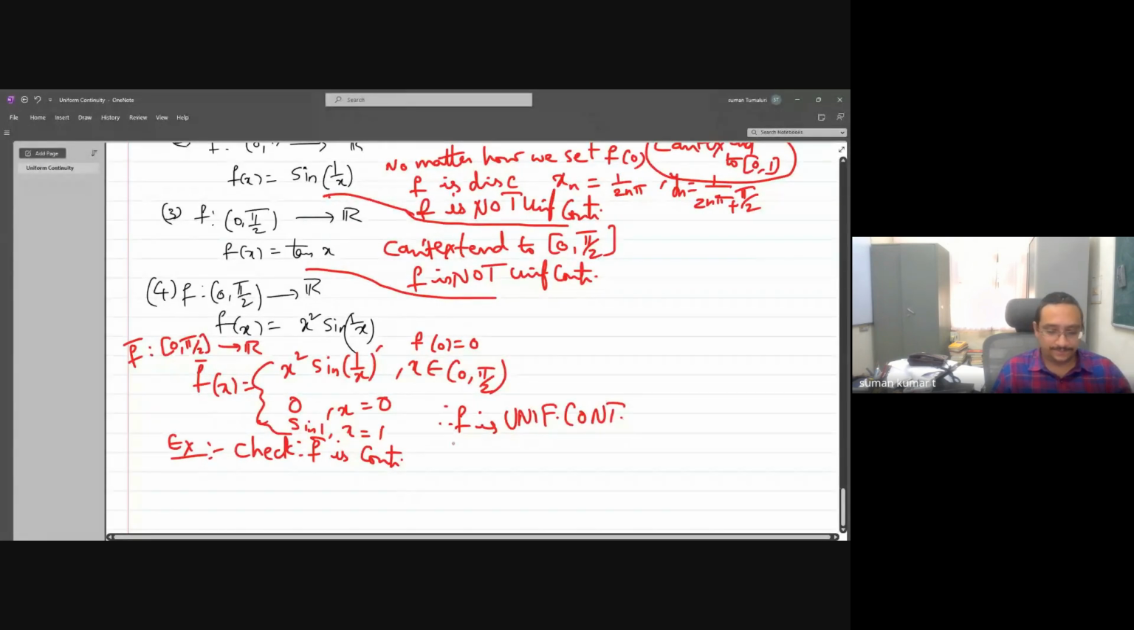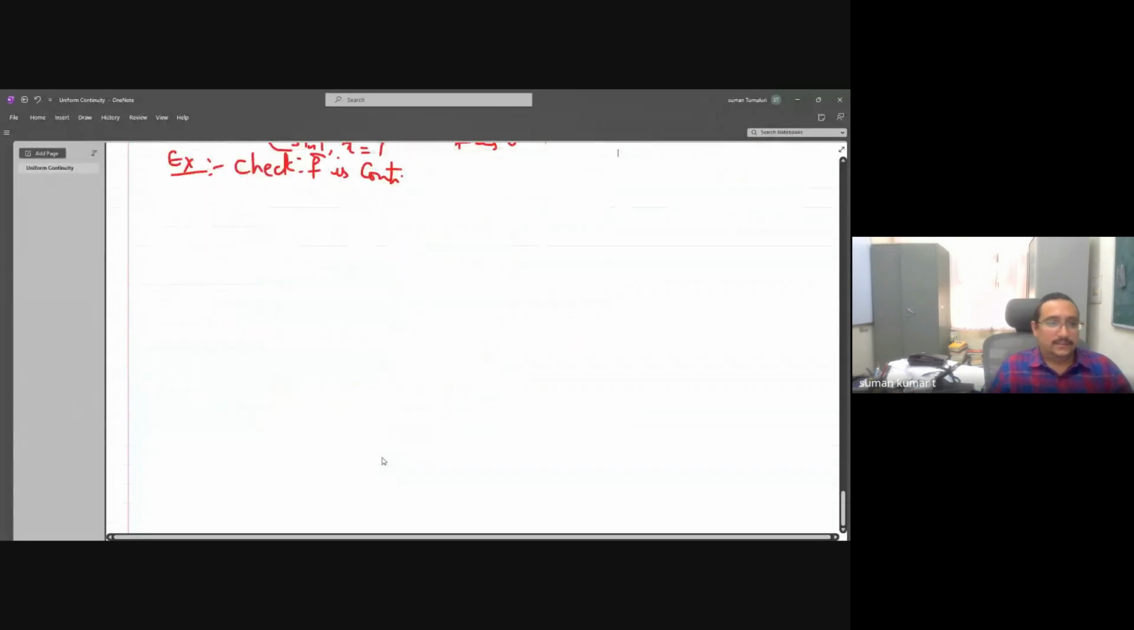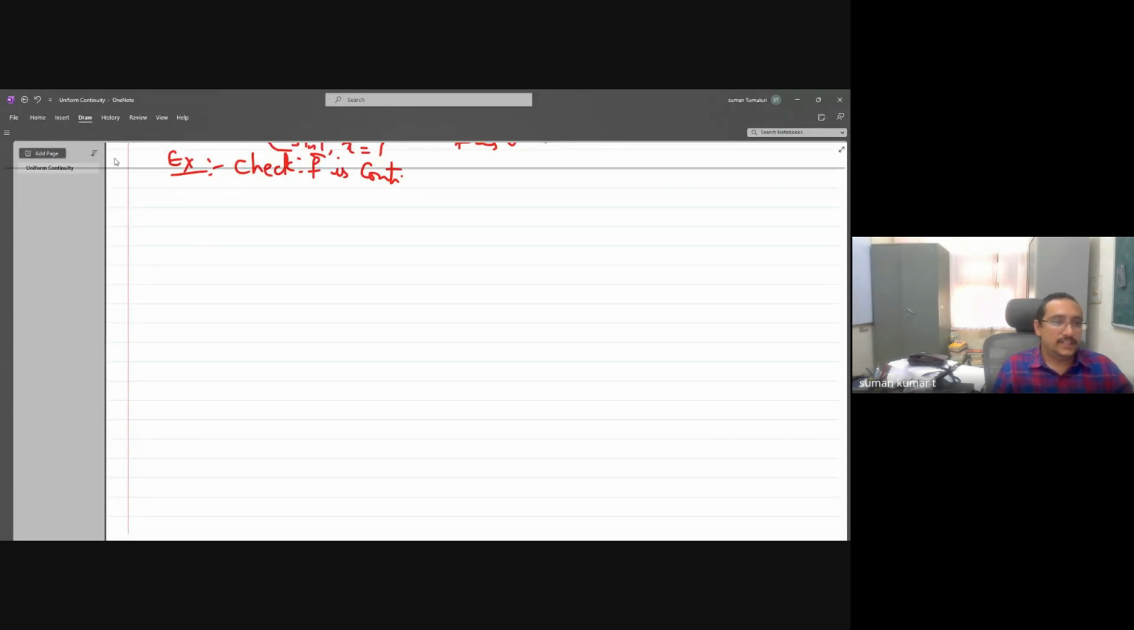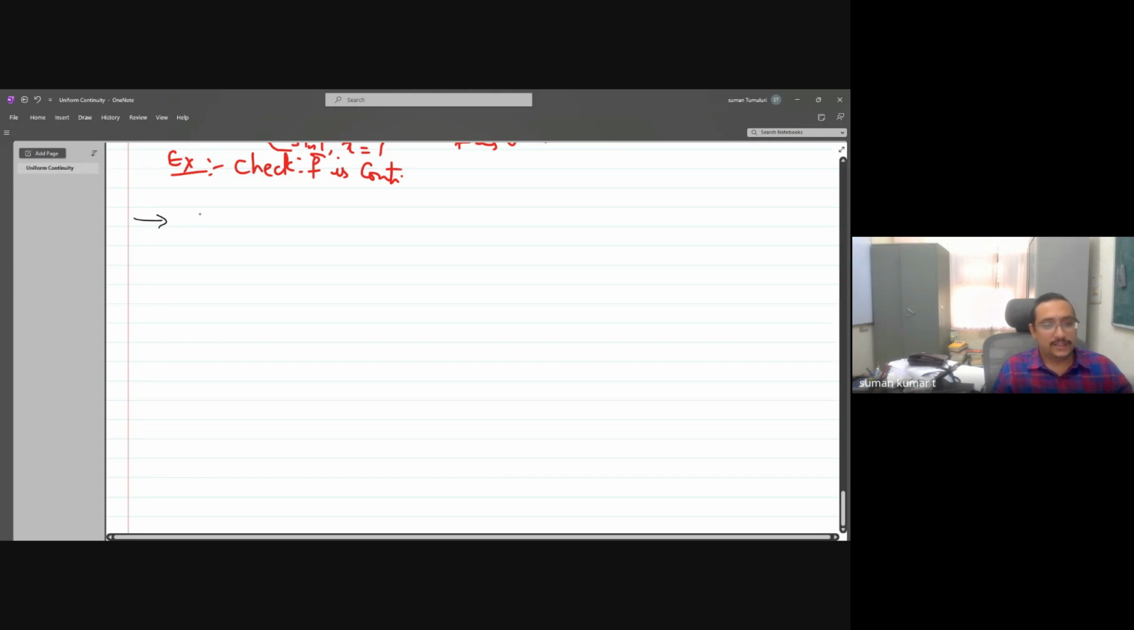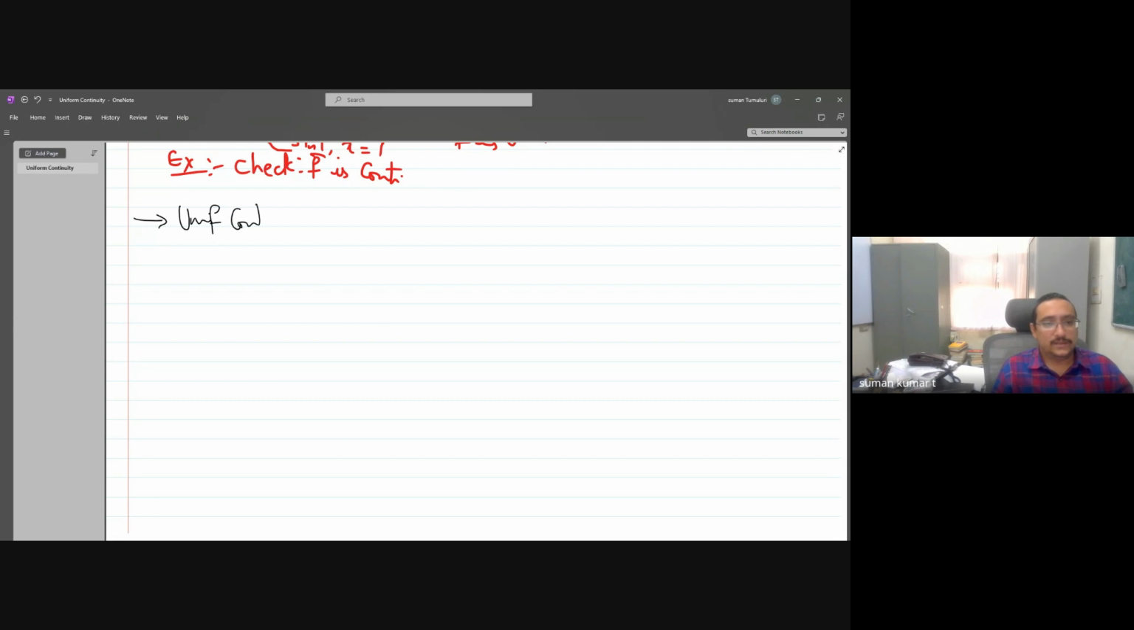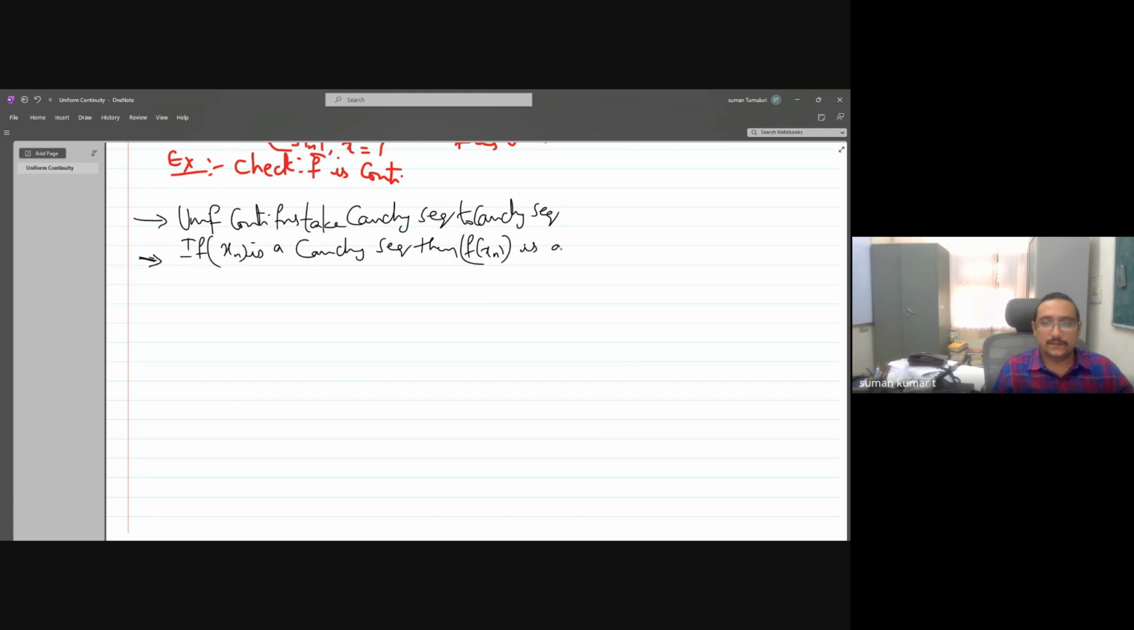Okay, this is a very, very powerful tool. Without stating any application, of course, your teachers can tell you applications better. I'll give you two more important results. Uniformly continuous functions take Cauchy sequences to Cauchy sequences, and that means the image of a Cauchy sequence is again a Cauchy sequence. If xn is a Cauchy sequence, then f of xn is a Cauchy sequence. Okay, that's the nature of uniformly continuous functions.